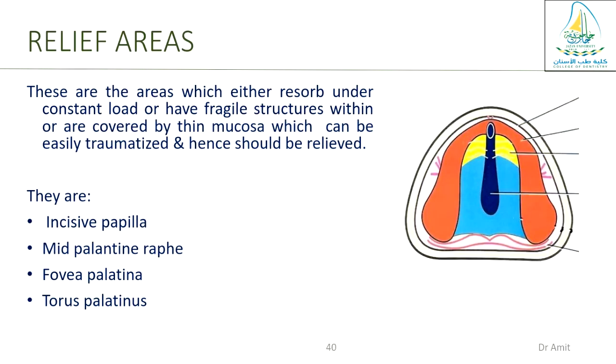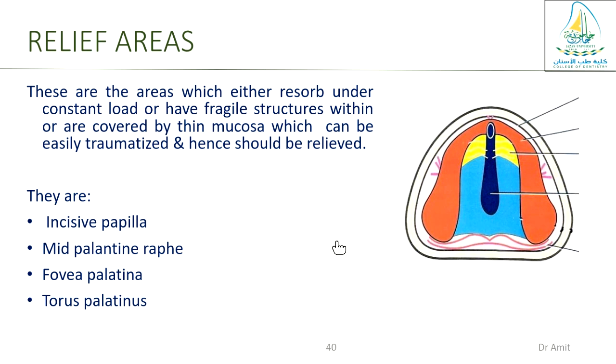Now the last and third type of anatomical landmark is the relief areas. What are these relief areas? These are areas which have anatomical structures present beneath them, so you cannot apply force in these areas, unlike the primary stress bearing areas where you can apply force while fabricating the complete denture. These are areas that are either going to resorb or have fragile structures beneath them. So there are four different types, and we should relieve these areas or not apply pressure in them.